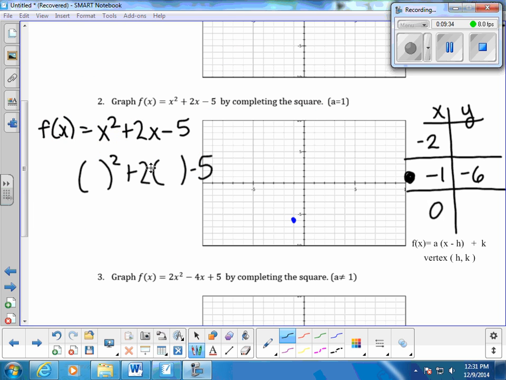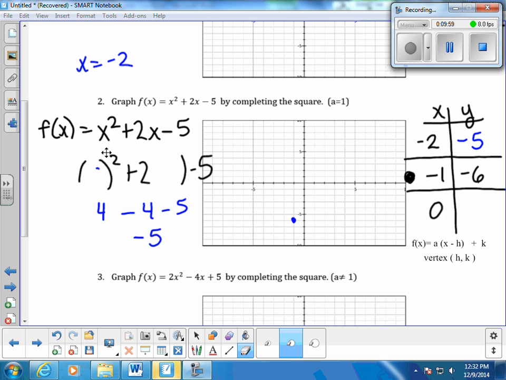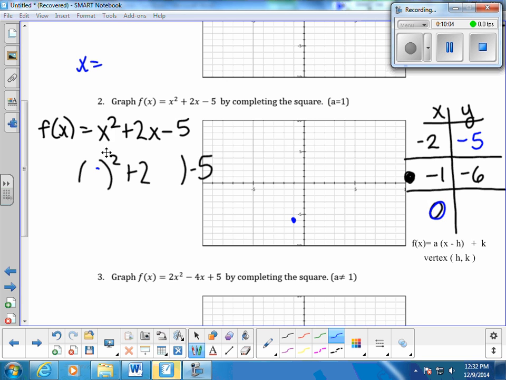So what I did was I moved everything out of the way. I wrote my original function, and everywhere there's an x, I put a parenthesis because I'm going to start with letting x equal -2. Using the same process as before, this is going to be +4. That becomes -4. 4 minus 4 is 0, minus 5 would give me -5. And then I'm also going to evaluate it one more time, and we're going to test it at x equals 0. 0 squared is 0. 2 times 0 is 0. Minus 5 is going to be negative 5.